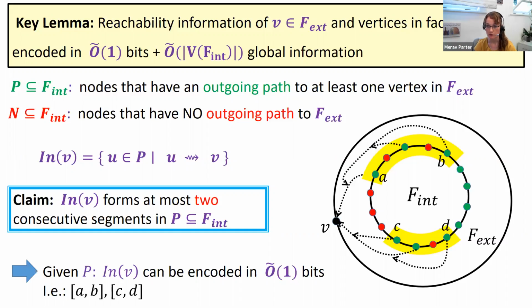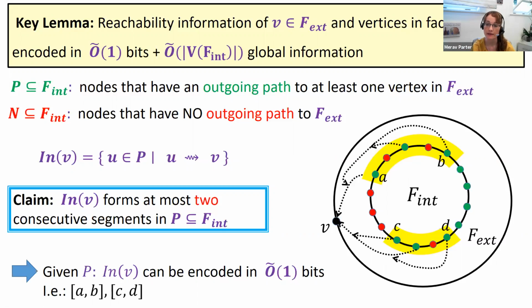So here is what we are going to do. We are going to look at all the nodes on the internal face, and I'm going to partition them into two parts. The green parts, these are the positive nodes, nodes that have at least one node on the external face to which they have an incoming path.